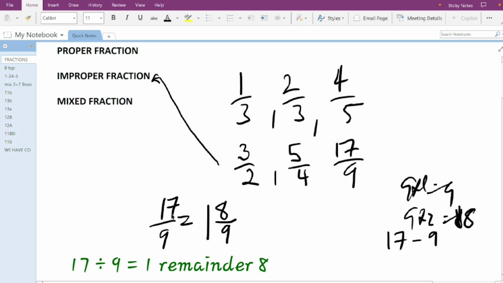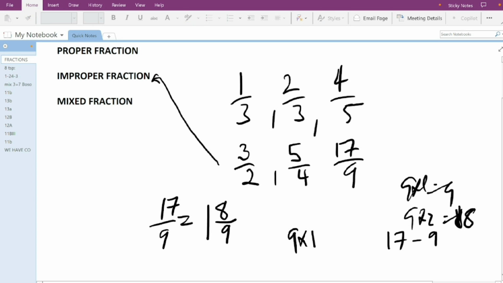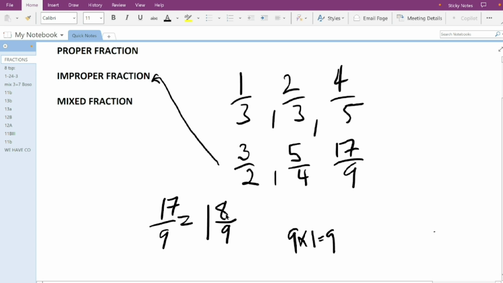We've now converted this from an improper fraction to a mixed fraction, and we can convert it back to an improper fraction by multiplying this 9, that's the denominator, by the whole number 1, then you add the result to the numerator. So we have 9 times 1, 9, plus the number on top, that's the numerator, which is 8. 9 plus 8 will give you 17. So we therefore have this as 17 over 9.